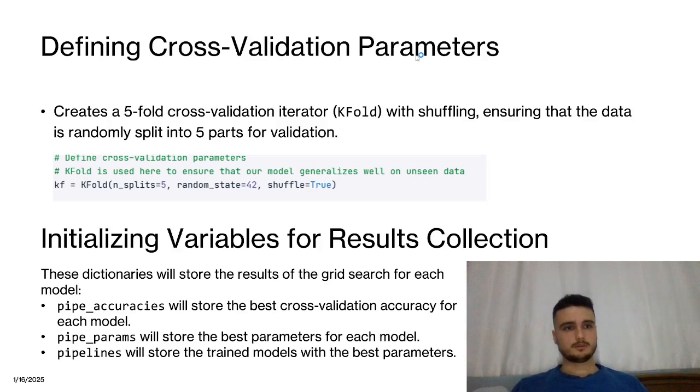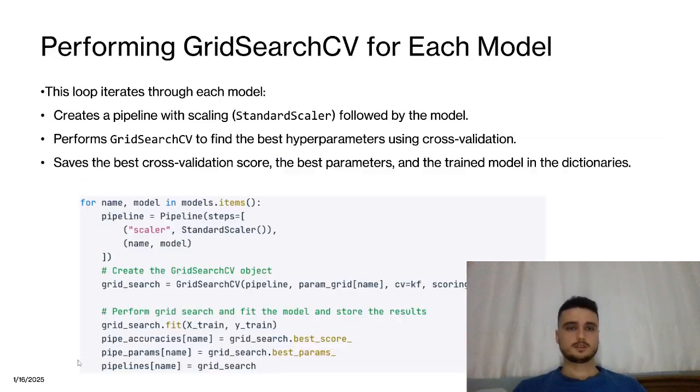Defining cross-validation parameters. This creates a five-fold cross-validation iterator, KFold, with shuffling, ensuring that the data is randomly split into five parts for validation. Initializing variables for result collection. This dictionary will store the results of the grid search for each model. Pipe accuracy will store the best cross-validation accuracy for each model. Pipe params will store the best parameters for each model. Pipelines will store the trained models with the best parameters.